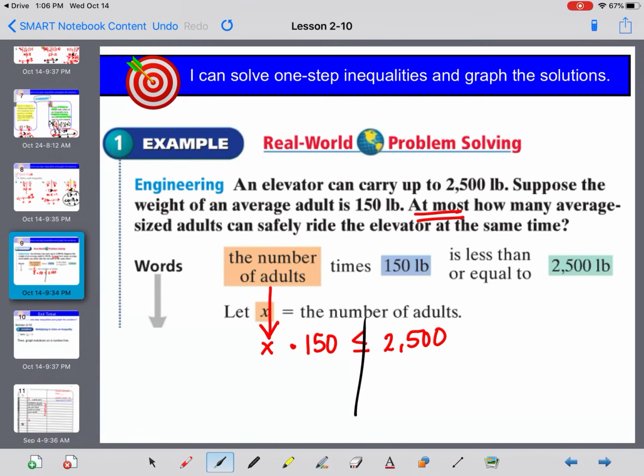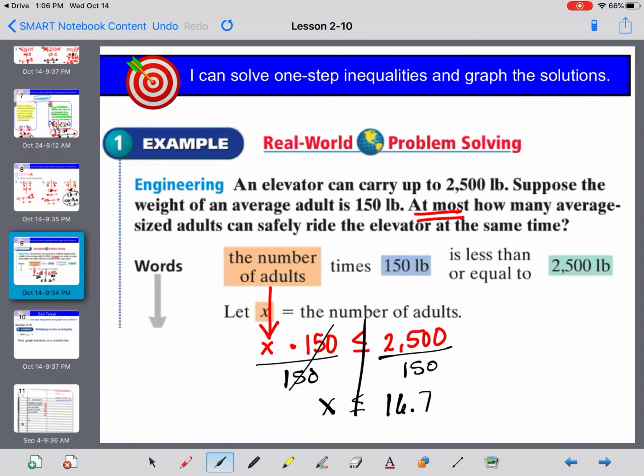Now I can solve this using the strategies and processes I've learned today. X is multiplying by 150, so I'm going to divide both sides by 150. Then I'm going to take 2,500 and divide it by 150, and I get 16.7.